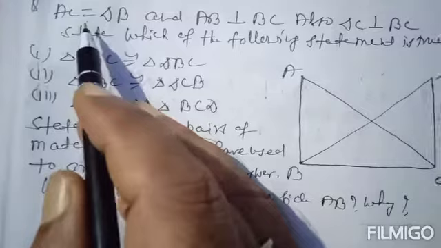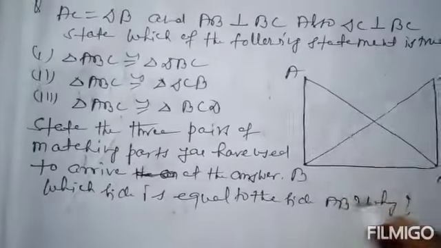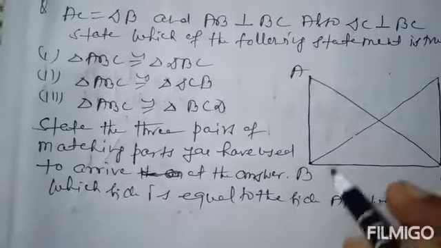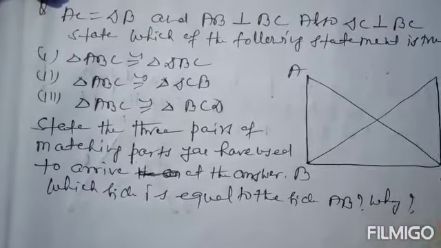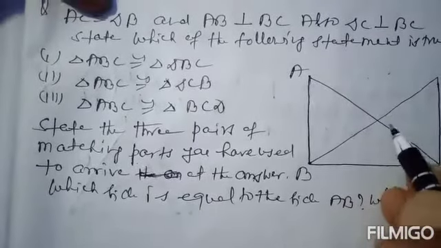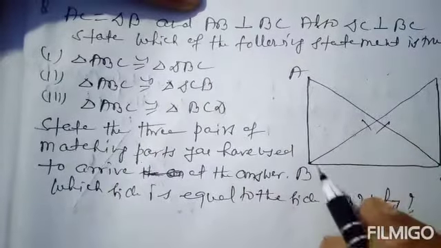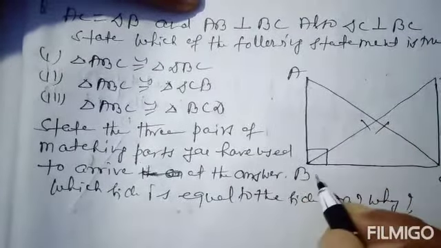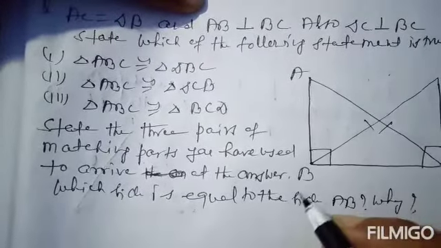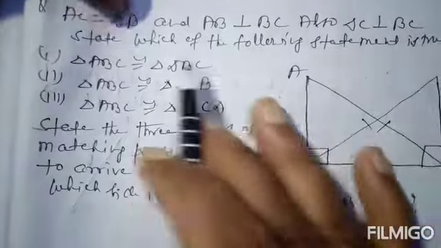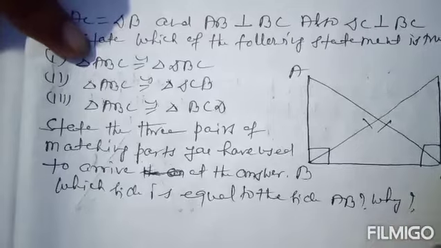Now we have another question. AC is equal to DB. Here ABC and DCB are two triangles on the same base BC. Given AC is equal to DB, and AB perpendicular to BC, it means this angle is 90 degrees, and also DC perpendicular to BC, this angle is also 90 degrees. State which of the following statements is true. Triangle ABC congruent to triangle DCB.